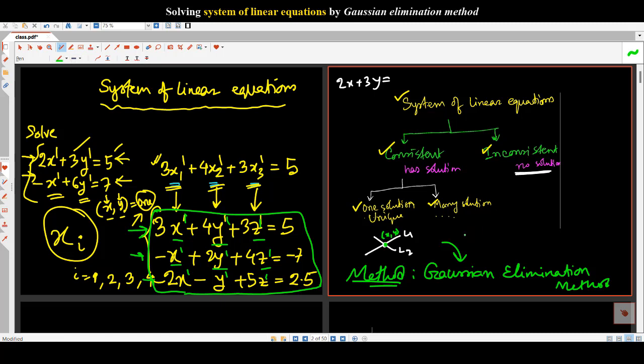Similarly, suppose you have two lines, line 1 and line 2, but these two lines are parallel. If the slopes of the two lines, let's say slope m1 and slope m2, are the same, from the concept of line you know that there is a concept of slope. So if the slopes of the lines are the same, then the lines are parallel. If there are parallel lines, there is no option for an intersection point, so at that time there will be no solution.